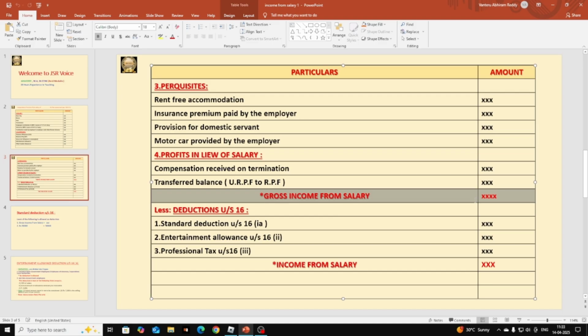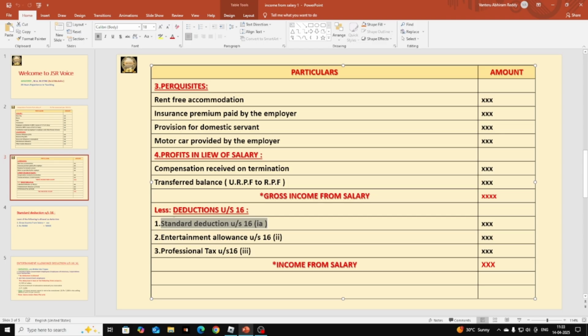So this gross income from salary is not the answer. You should give some deductions here. After gross income from salary, the assessee is eligible for some deductions under section 16. So less deductions under section 16. And how many deductions are there? 3 deductions are there. First one is standard deduction under section 16 subsection 1a.